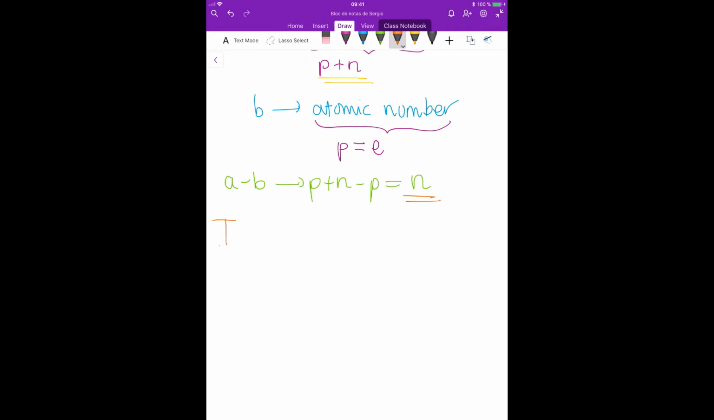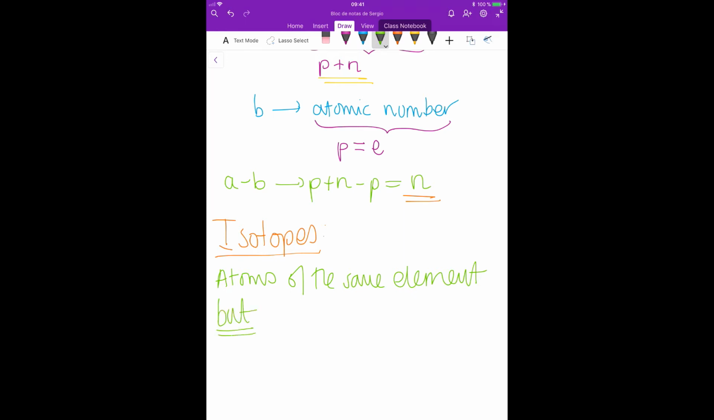We also have to know what the term isotope means, what they are, and how to apply it to problem solving. So isotopes are basically atoms of the same element, but with one exception: they have a different mass. Here comes the problem. Since atoms are neutral, we can't add more protons. So what we do is we add more neutrons.